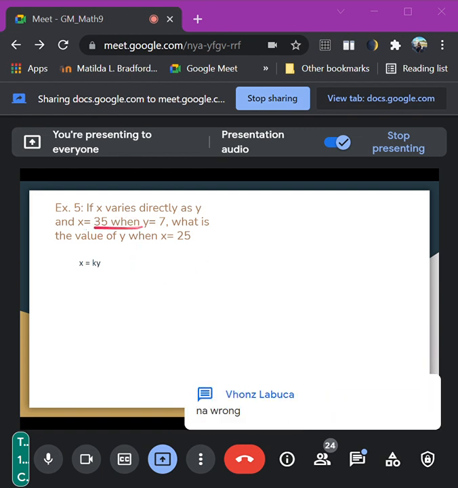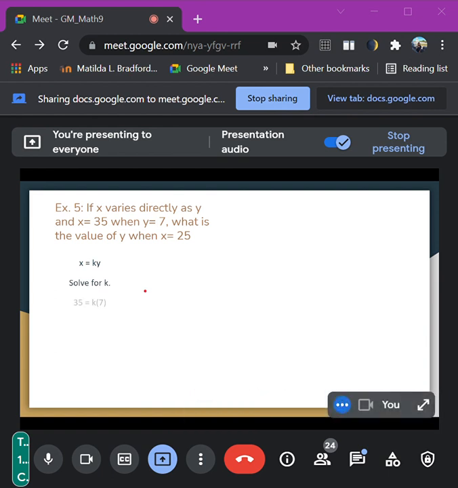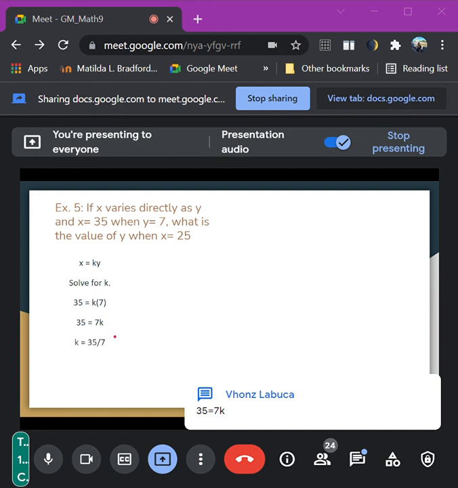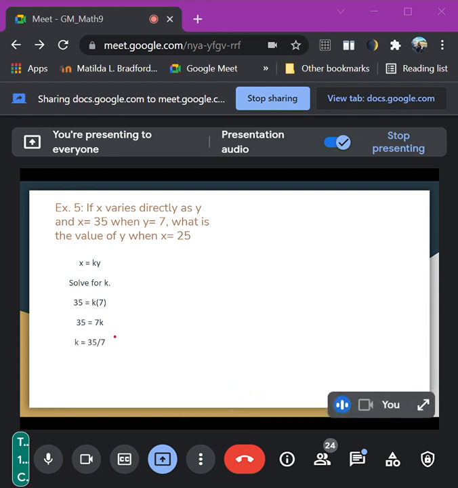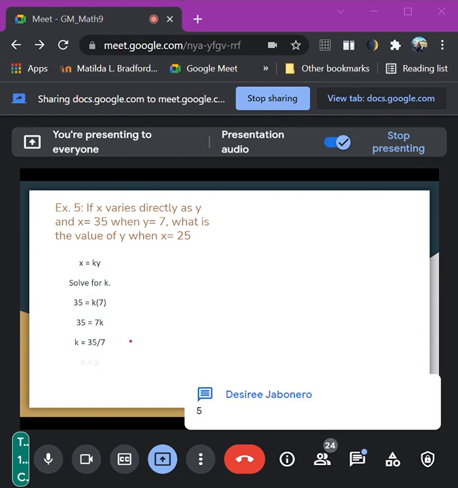Since x and y are given there, you're just going to substitute that to get your value of k. So, we said that x is 35 and y is 7. So, you're going to have 35 is equals to 7k. So, 35 divided by 7, what is it? That is 5. So, you have there, you already got your k, which is 5.